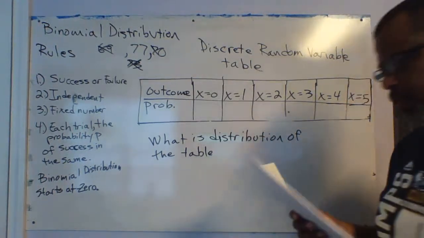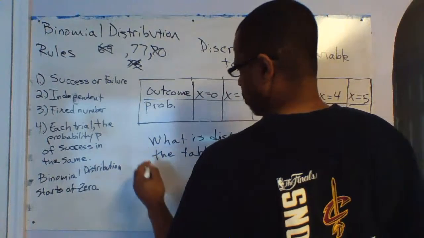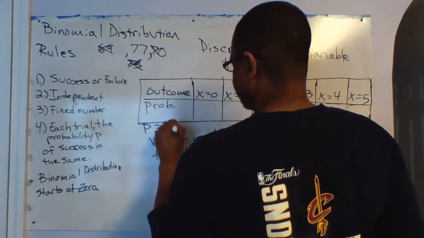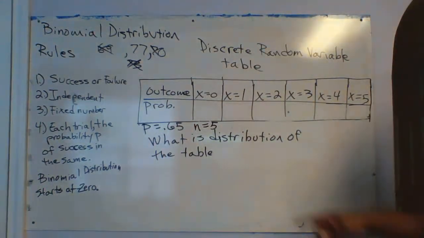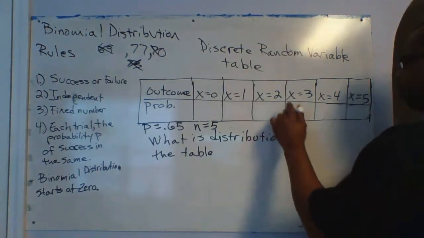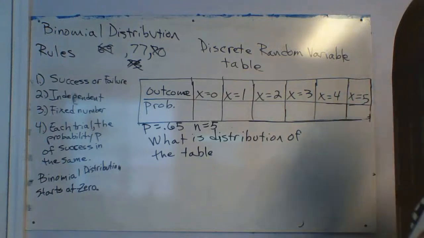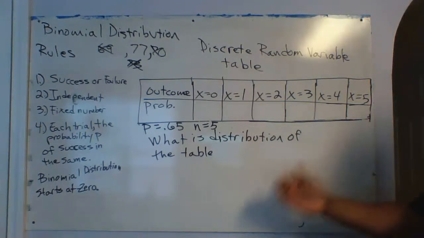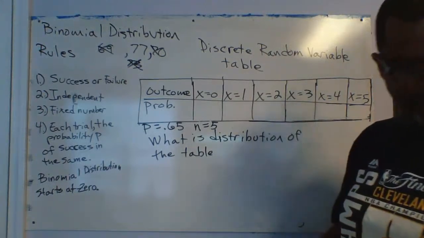All right, so now we're going to do the probability. We're going to have P is equal to 0.65 and N is equal to 5. So fill these numbers in and then do a graphic representation of the data. The probability of success is now 0.65 and the sample size is 5.